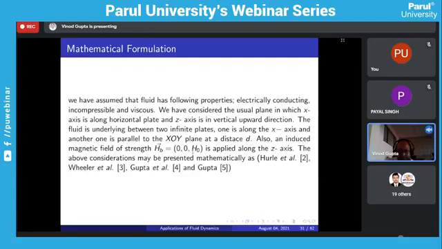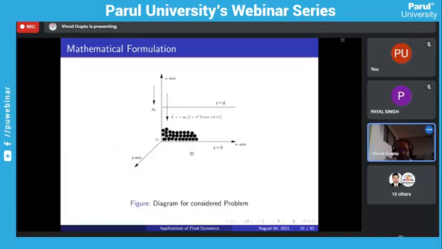So let me explain what the formulation is. We have taken a fluid layer at depth d apart. The lower plate is along the x-axis and the upper plate is along the z-axis, and infinitely extended in the x direction.